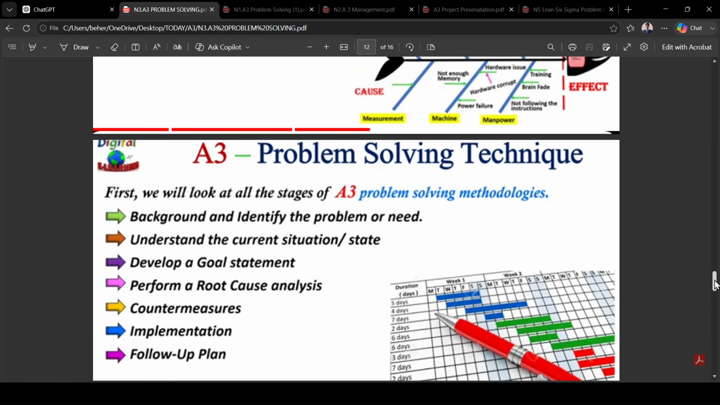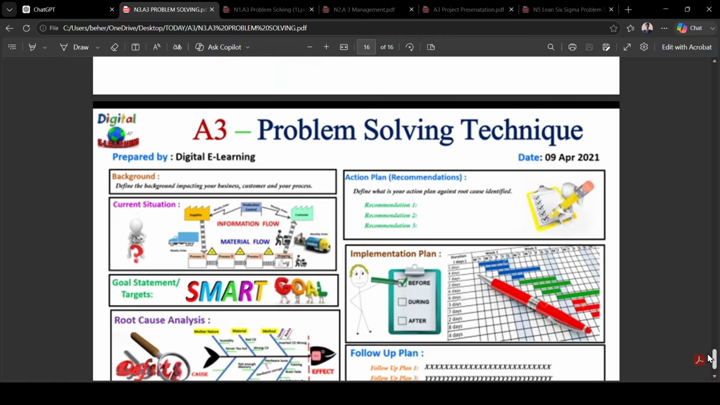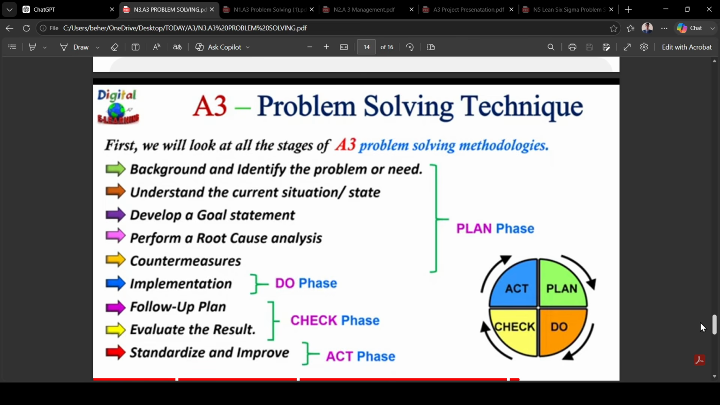So first, see that image. Let's see that image. First, we look at all the stages of the A3 problem solving methodology: background and identify the problems that are needed, understand the current situation or state, develop a goal statement, perform a root cause analysis, countermeasures, implementation, do phase, follow the plan and evaluate the result, check phase, standardize and improve, act phase.